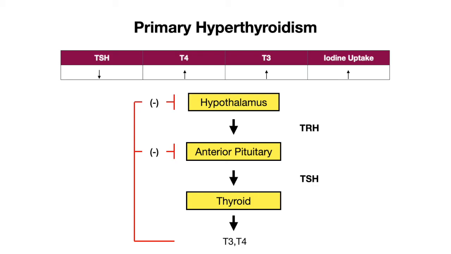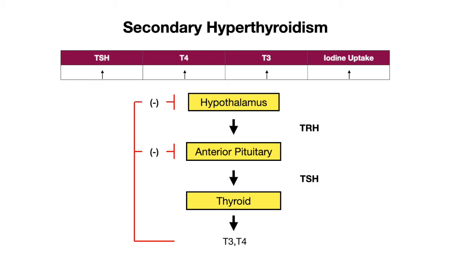And now you might be wondering, what about iodine uptake? Well, as we discussed, thyroid hormone synthesis starts off with iodine being taken up into the thyroid gland. And so in order to produce thyroid hormone, you need to take up a lot of iodine, and so that will be increased. Now on to another example, secondary hyperthyroidism.